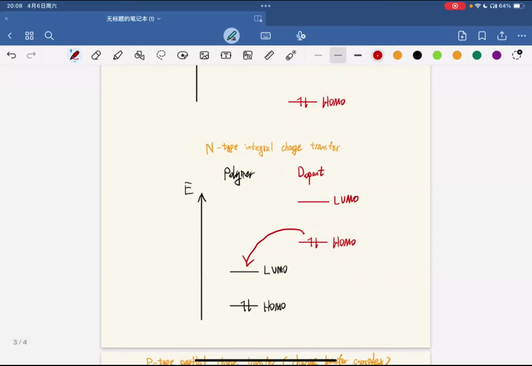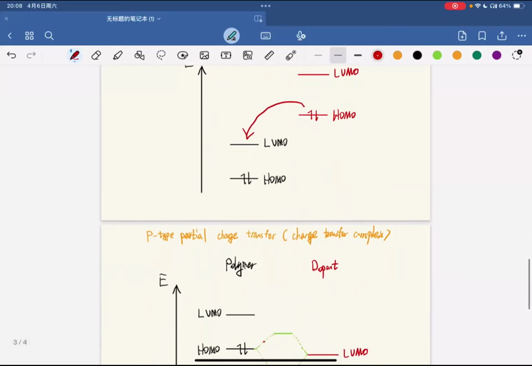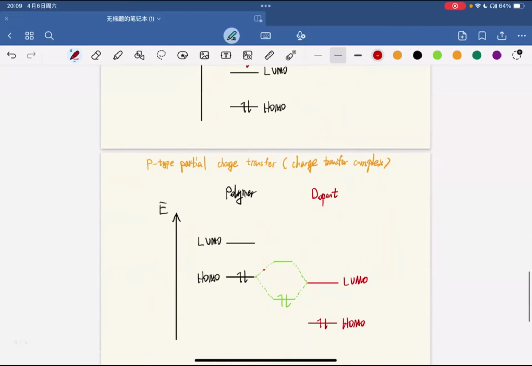Then I'm going to talk about the second type of chemical doping, which is partial charge transfer. The first one is the p-type partial charge transfer. Here, we can see that when the HOMO of the polymer is close to, or sometimes the same as, the LUMO of the dopant, the electrons on the HOMO of the polymer have no place to go to minimize their energy, so hybridized orbitals are created between the polymer and the dopant.